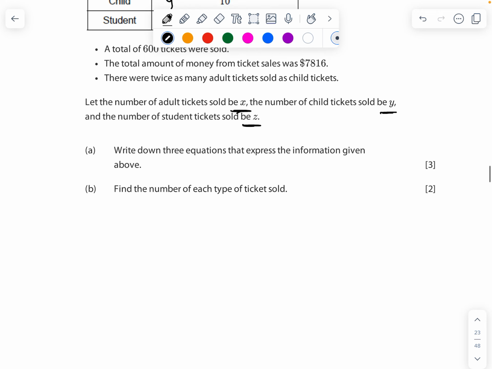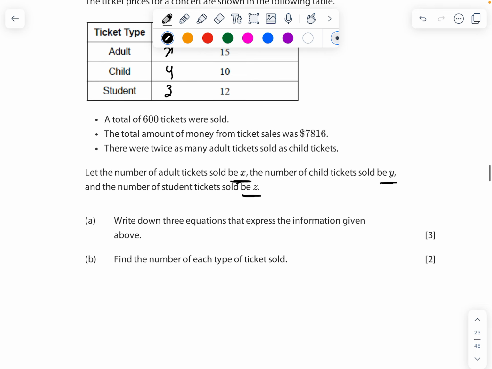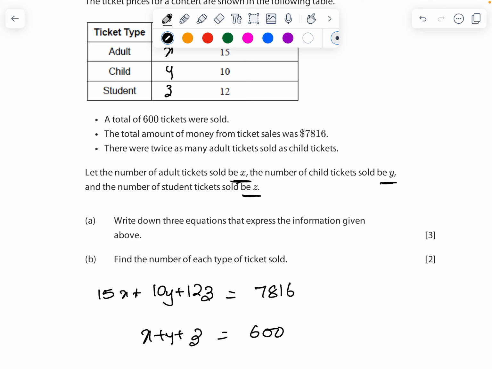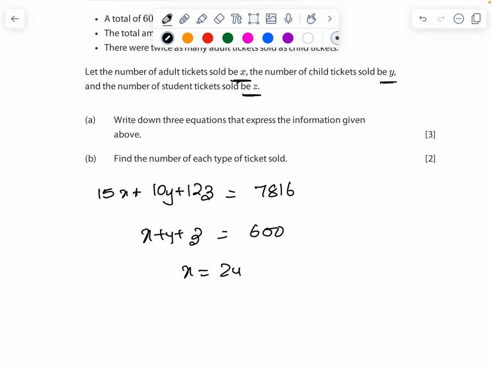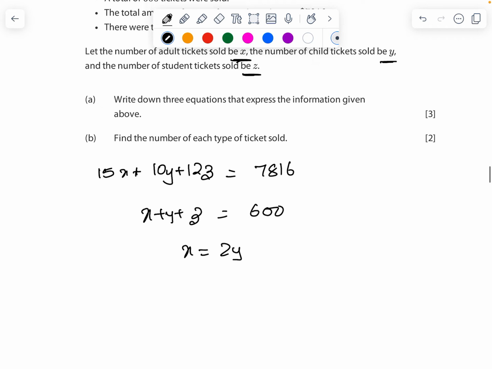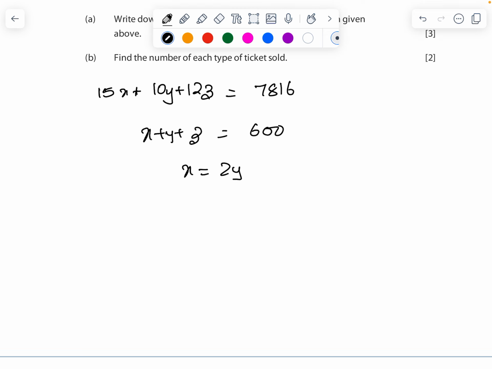So first one is nothing but what? 15x plus 10y plus 12z equals, what is this? 7816. And sum of all the tickets is equal to nothing but how much? 600. And x equals 2y. This is going to be the 3 equations. Now find the number of tickets sold. So use the calculator. You should be getting x equals 308, y equals 154, and z equals 138.